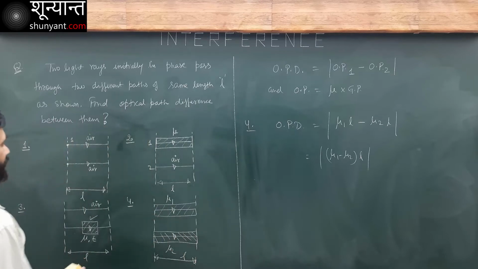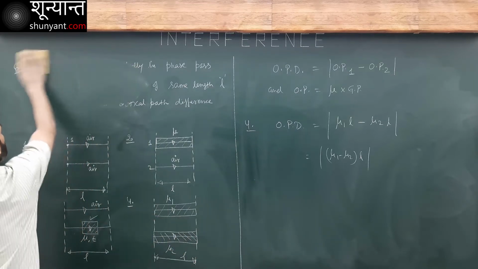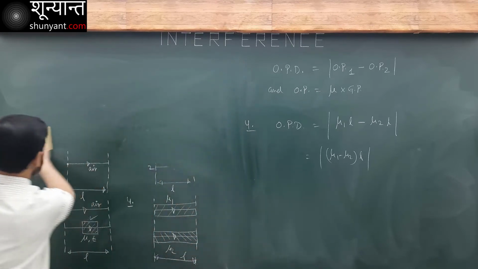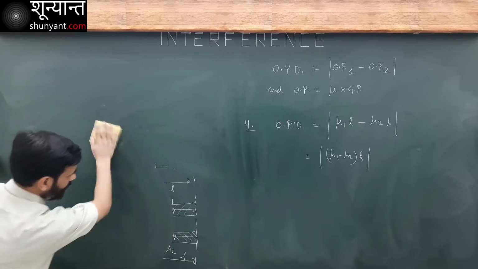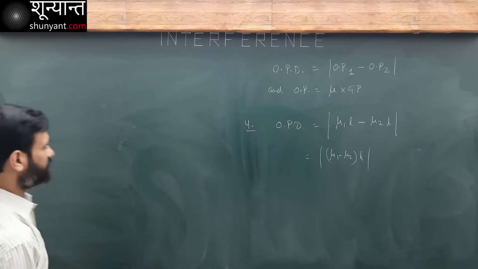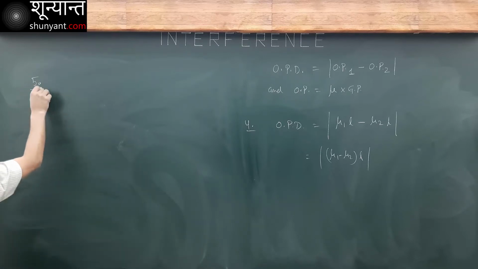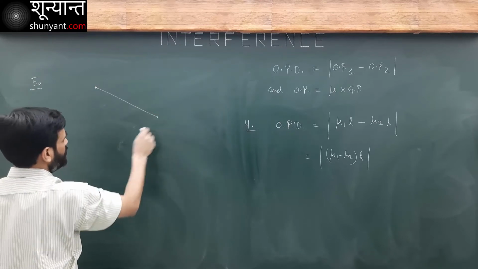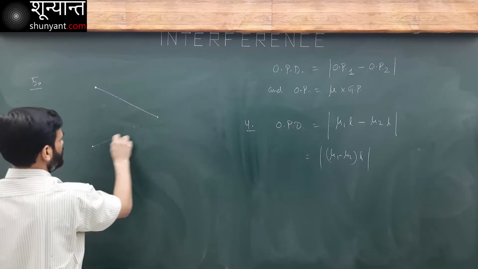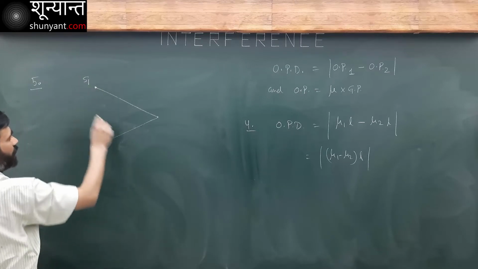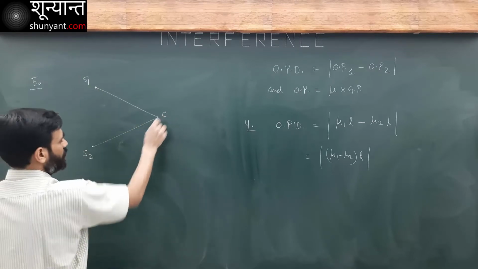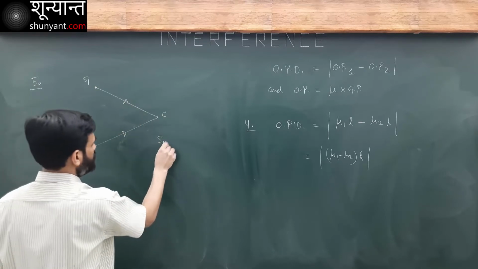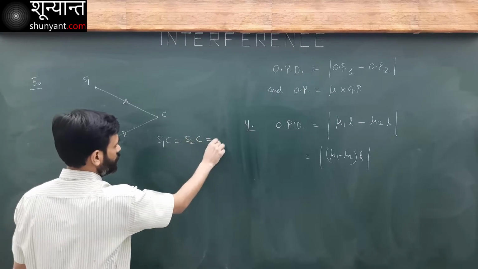Now let's do one more, and the result of that we are going to remember. The fifth case is like this. Let's say I have this light here. This is S1, this is S2, this is point C. So I have two light rays. S1C is equal to S2C is equal to L.